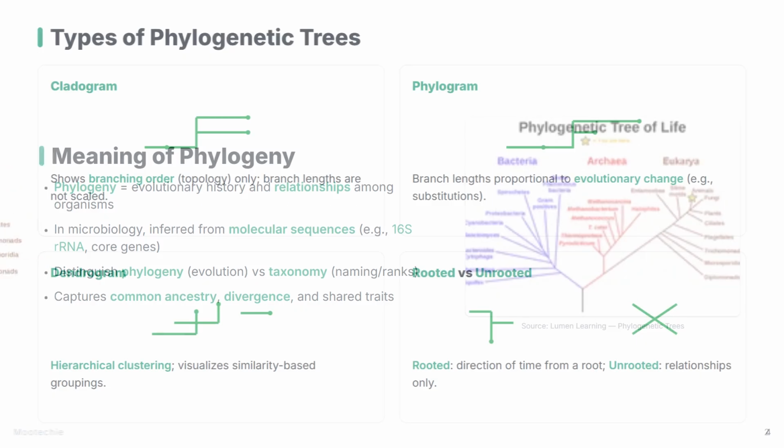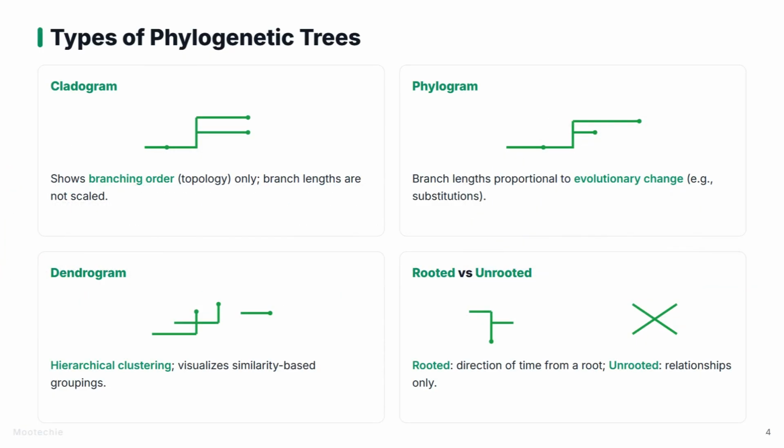Now, let's explore the different formats these trees can take. There are several types of phylogenetic trees. A cladogram shows branching order or topology only. Branch lengths are not scaled. It's a simple sketch of relationships useful for seeing who groups together without worrying about the amount of change.